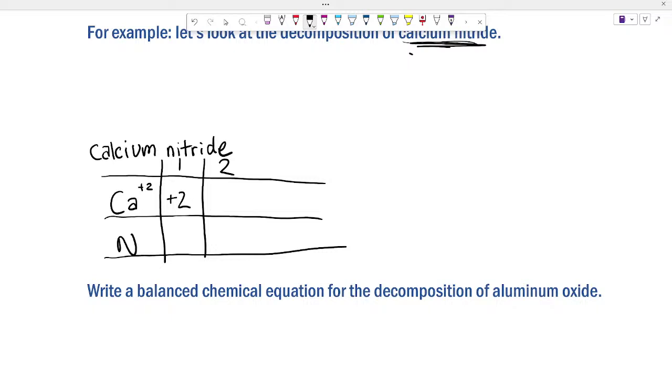So 1 calcium would lose 2 electrons. 2 of them could lose 4. 3 of them could lose 6. And you could keep going. What about nitrogen? Each nitrogen needs to gain how many electrons to get a full shell?